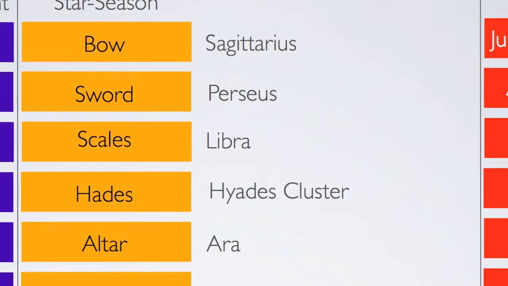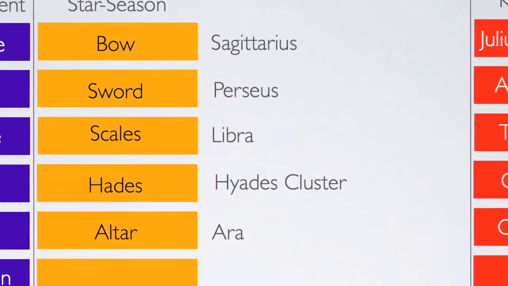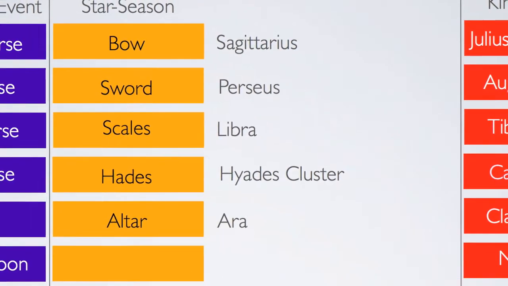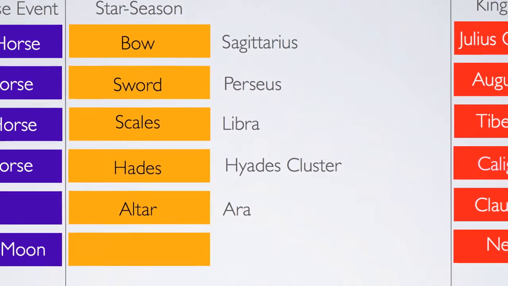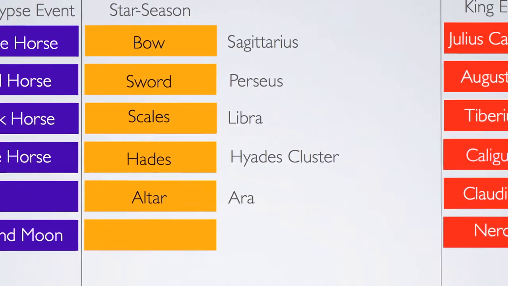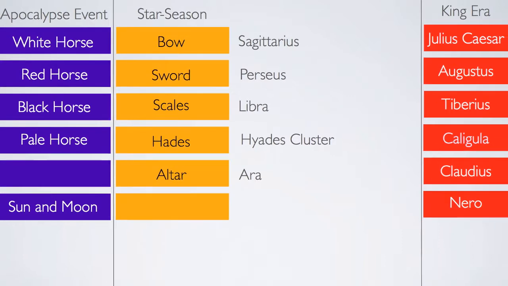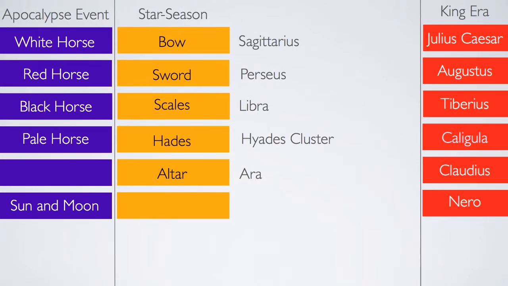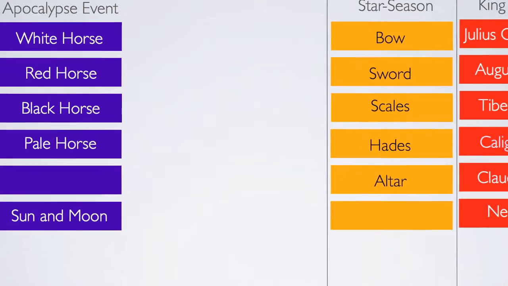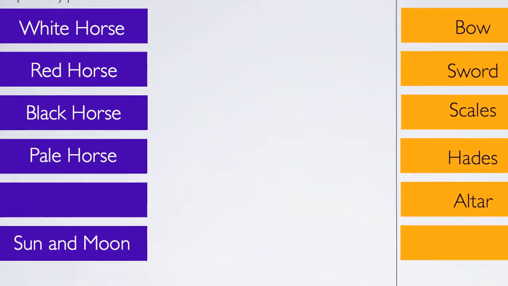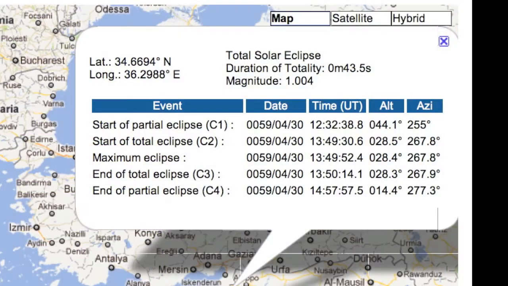The star season allegory is a time reference, but it is very vague. The star season allegory, like the King Era allegory, is completely useless by itself. The star season allegory only lists 5 groups of stars that can be seen during the days and nights around the apocalypse event. Now, the apocalypse event allegory is the eclipse mentioned in the 6th seal, plus the 4 horses and their colors. The apocalypse event is an eclipse on April 30th, 59 CE.